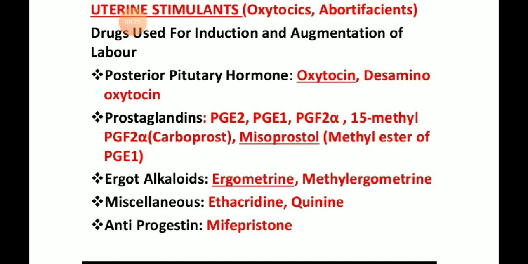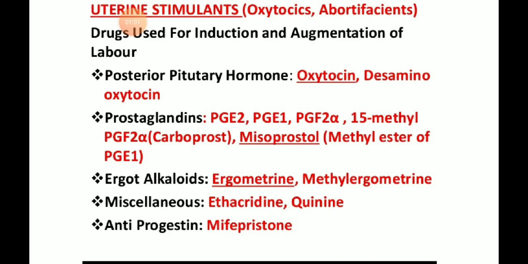The uterine stimulants are also known as oxytocics, and they can also be called abortifacients. These are the drugs which stimulate uterine contraction. The examples are placed over here: the posterior pituitary hormone, which is oxytocin, as well as desaminooxytocin, the prostaglandins like PGE2, PGF2 alpha, 15-methyl PGF2 alpha, which is known as carboprost, and misoprostol, which is a methyl ester of PGE1. So these are all potent uterine stimulants.